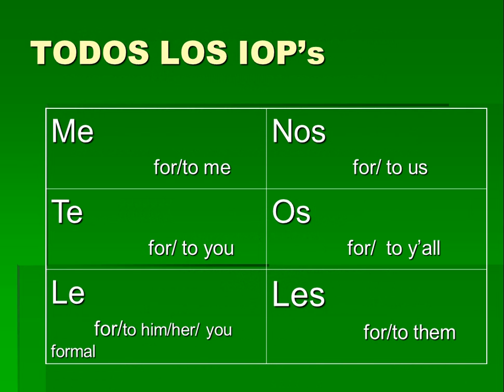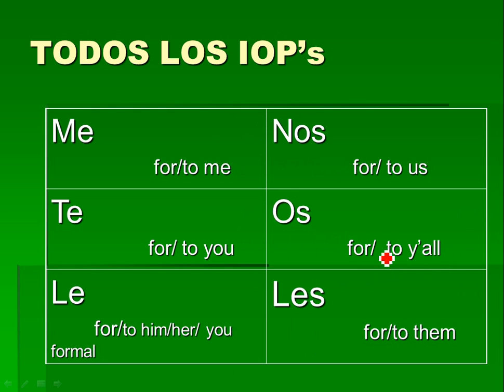So here are all of our indirect object pronouns, which from now on I'll call IOPs. So our IOPs are me, for or to me, te, for or to you, le, for or to him, her, or you formal. Remember, you formal is when you're talking to somebody with respect. So if they're older than you, if it's your principal, if it's your boss, you want to treat them with respect, so that's your you formal. Nos, for or to us. Os, that's your Spain vosotros form, for or to y'all. And les is for or to them.